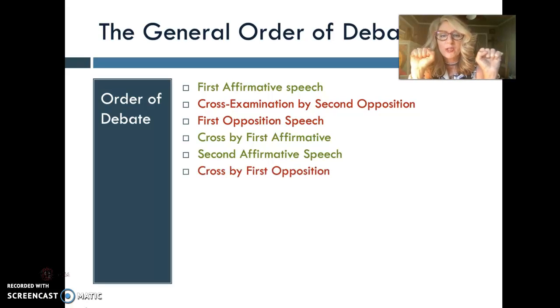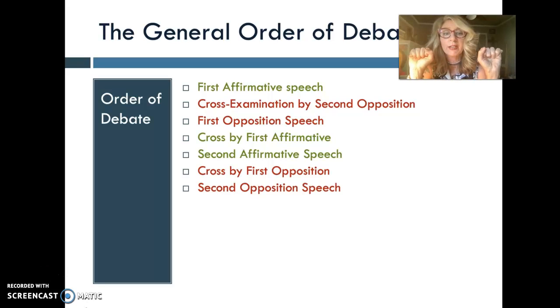Cross by first opposition. So now Jack, now it's Sam. Sam gets to ask questions, gets to interrogate Jack. Finally, we have second opposition speech. Last but not least, it's Shelley. Now, who hasn't had the cross yet? You're going to be able to figure this out yourself. Who hasn't asked the questions? That's right, Jack. So now Jack is going to ask questions to Shelley. And ladies and gentlemen, that's the end of the first round.